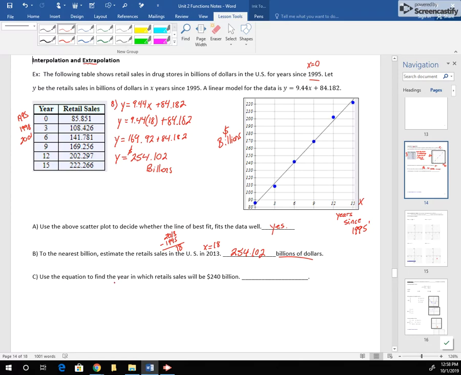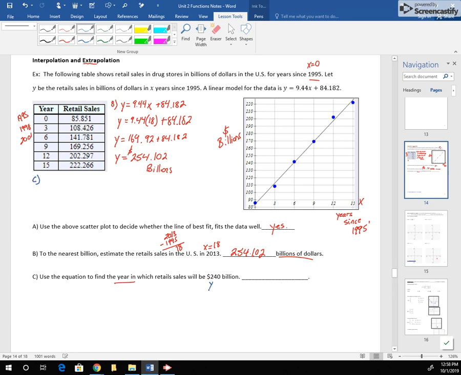All right, the last one, question C, it says use the equation to find the year. So now we want to find an X in which the retail sales will be 240 billion. So that's less than 18, we can see that, but more than 15. So hopefully our answer falls in there somewhere. But then again, they want the year. So now we don't want to give the X value. We want to give the year here.